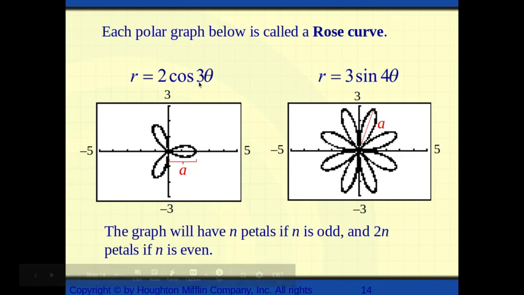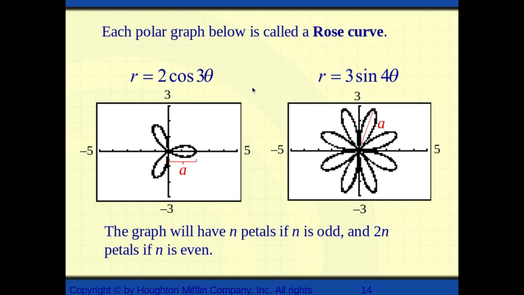So right here, n is 3. So that's a rose curve that has 3 petals. If it was sine instead of cosine, it just changes where those 3 petals are. And then for 3 sine of 4 theta, the length of each petal is 3, and the n value is 4. So since that's even, we end up with a rose curve that has 8 petals. So 1, 2, 3, 4, 5, 6, 7, 8.